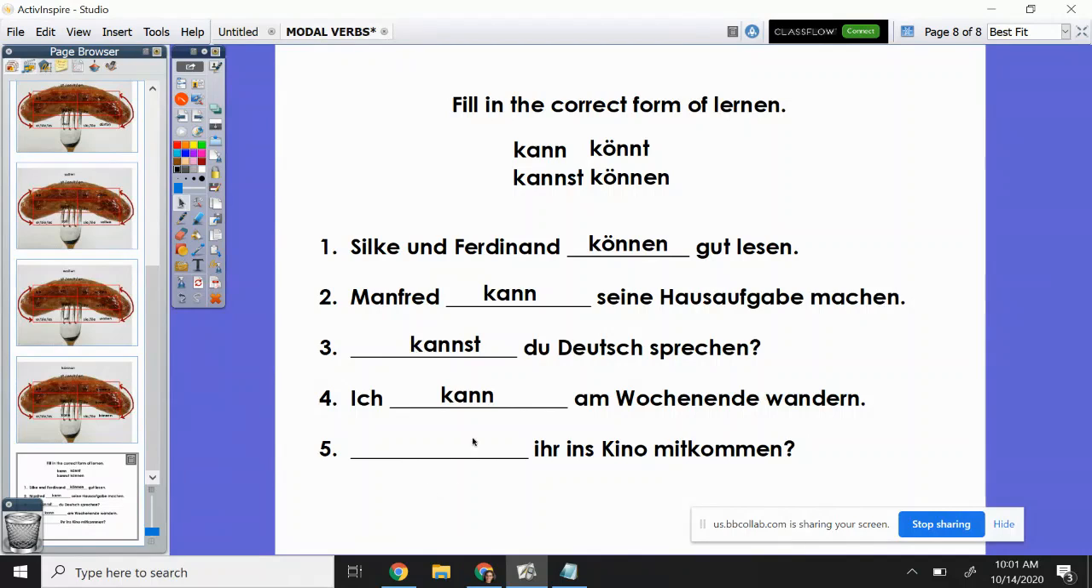And then our last one, we have ihr as our subject. We're going to conjugate that like könnt. Könnt ihr ins Kino mitkommen? Can you come along to the movie theater? And again, this would be capitalized since it's the first word of the sentence. Mitkommen is our infinitive verb that's at the end, come along.